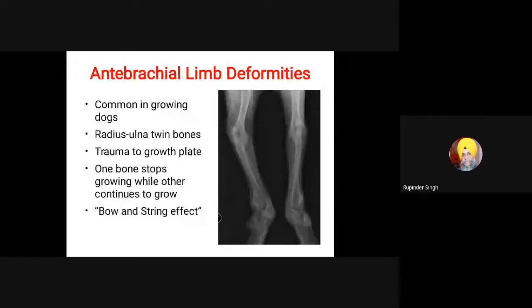Bones are bent from the upper end. One bone stops growing, another bone continues to grow. That's why a bend is created. The bones develop a deformity, so there is an altered gait. It sometimes looks very painful also, and it is a serious problem in growing dogs.